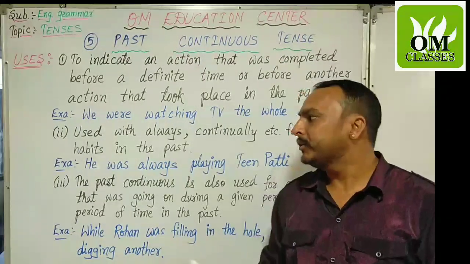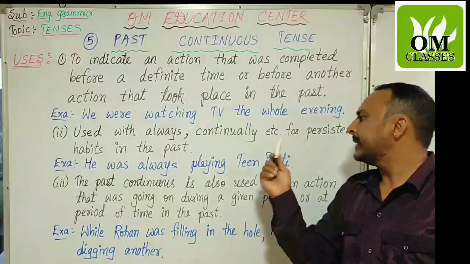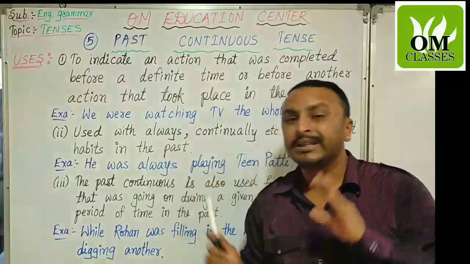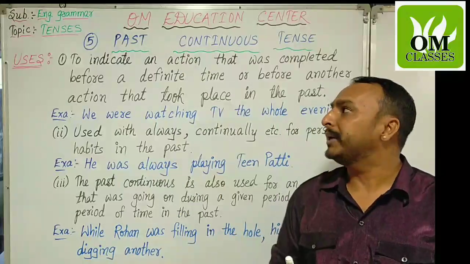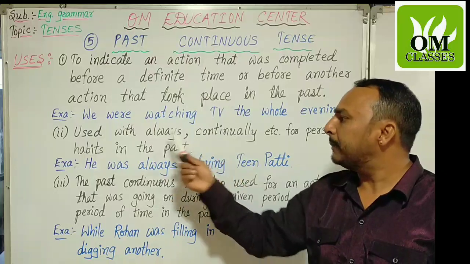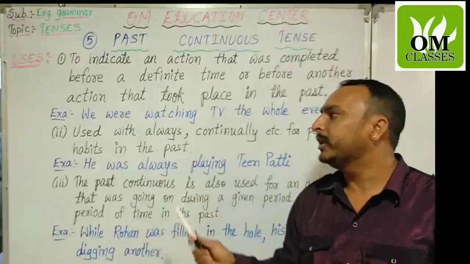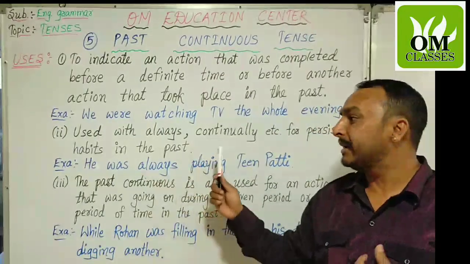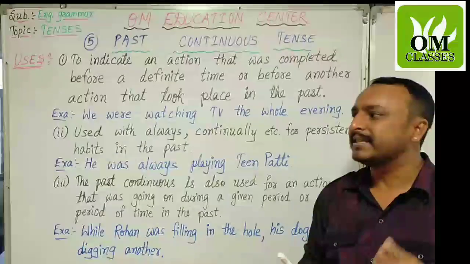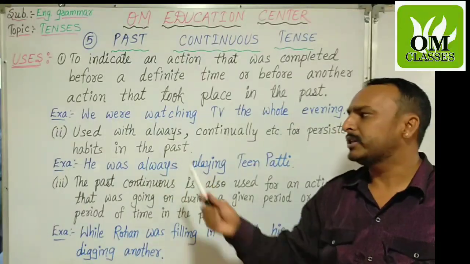Let's see the second use. Used with always, continually, etc. for persistent habits in the past. Like we have seen in the present continuous tense. For number tense कि उसमें भी आपको ये चीज यूज होती थी, but that was for your present. Now here it is for your past. Means क्या बोला यहाँ पे कि आपको always, continually ऐसे वर्ड के साथ persistent habits, undesirable habits पास्ट की शो करता है.